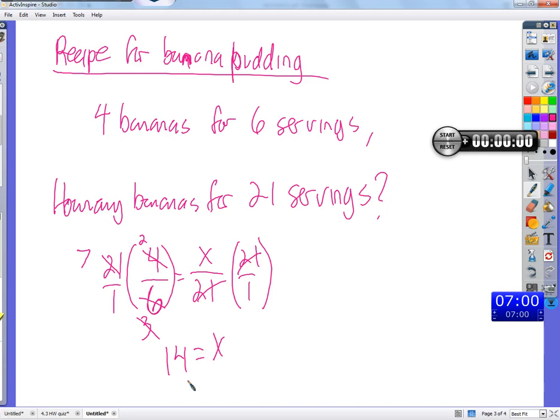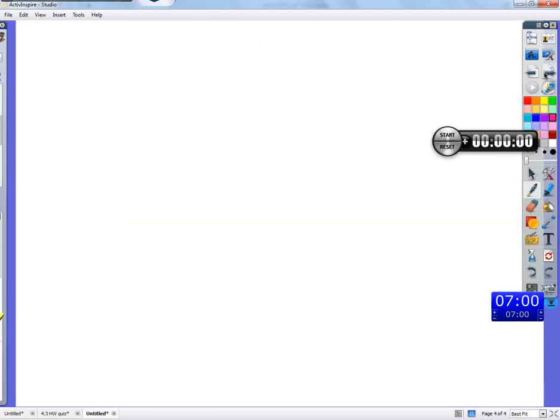So let's just run through that again. Okay, x over 21 equals 4 over 6. The number one goal of algebra is get that variable by itself. Cancel out all that other stuff and get just 1x plus nothing else. That's what we want. Okay.